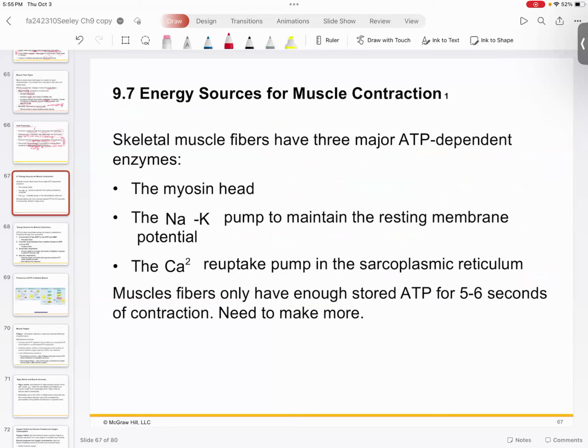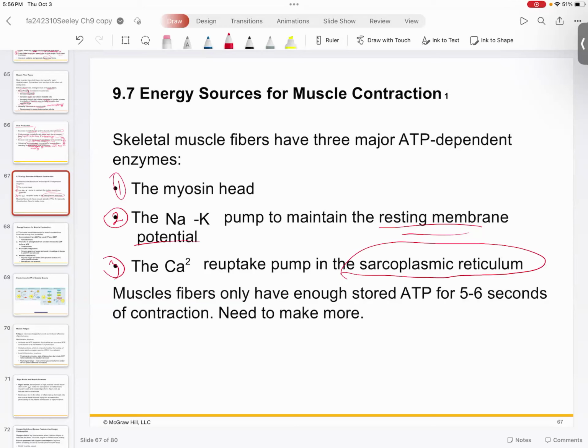So what about some energy sources for muscle contraction? We already talked about a couple in general, right? We talked about oxygen-related versus anaerobic types of sources. Skeletal muscle fibers have a couple of major ATP-dependent enzymes, right? For instance, the first one that we're going to run into is myosin. We've already seen that one at play. There's also the sodium-potassium pump, right? That's the one that's basically maintaining the resting membrane potential. That's an ATP-requiring enzyme. And of course, the calcium channel for the reuptake of calcium to pack it back into the sarcoplasmic reticulum for the next action potential. All three of these are ATP requiring.